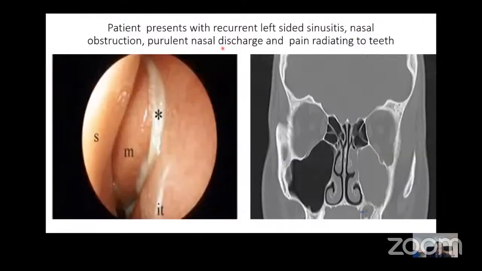Now, here is another patient who presents with recurrent left-sided sinusitis, nasal obstruction, purulent nasal discharge, and pain radiating to the teeth. Nasal endoscopy shows some pus in the middle meatus. When we do the CT scan, we see that there is opacification of the left maxillary sinus. It is homogeneous. There is no calcification within it. There is no erosion. But look more closely, and one can see a periapical lesion. So this again tells us that the source of the left maxillary sinusitis is from the teeth, and the patient will need a combined treatment with the dentist and also an endoscopic sinus surgery, a middle meatal antrostomy.